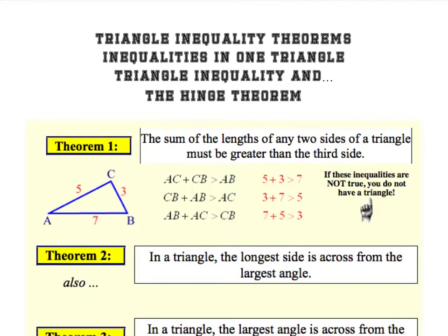Okay, next we'll be working on the triangle inequality theorems: inequalities in one triangle, and the triangle inequality and the hinge theorem. The big deal here, especially theorem number 1, is that the sum of the lengths of any two sides of a triangle must be greater than the third side. And this must hold true for all three different possibilities. So you have to check them. If one of them is not true, then it's not a triangle.